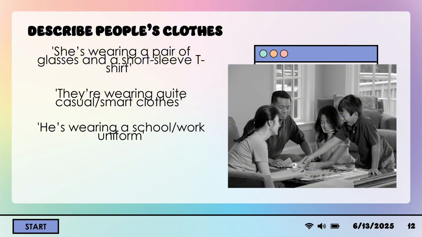Okay. Then you can describe the clothes that they're wearing. Additionally, you can add on what you can describe the people on. Maybe she's wearing a pair of glasses and a short sleeve t-shirt. Maybe the guy is wearing a black shirt with tuck-in clothes, for example. Then you can summarize it. Maybe they're wearing casual or smart clothes, and maybe he is wearing a school or work uniform. Okay, whatever you see, just describe.